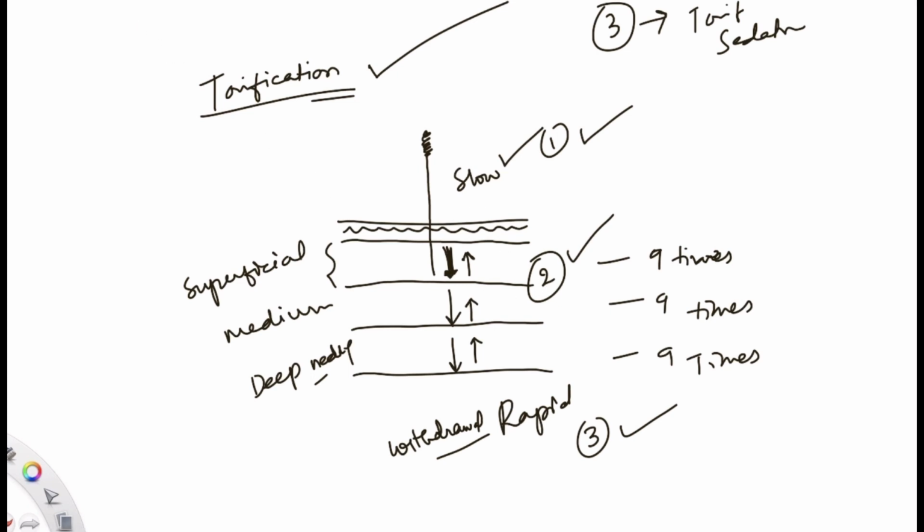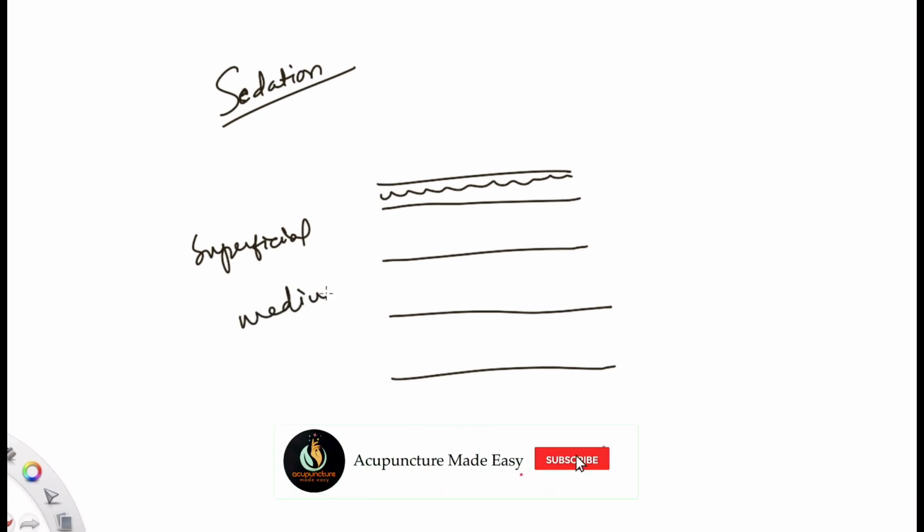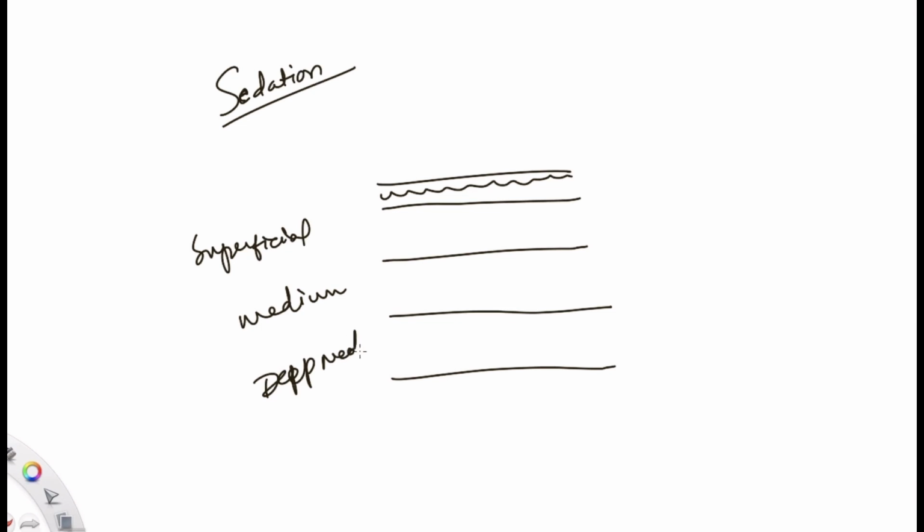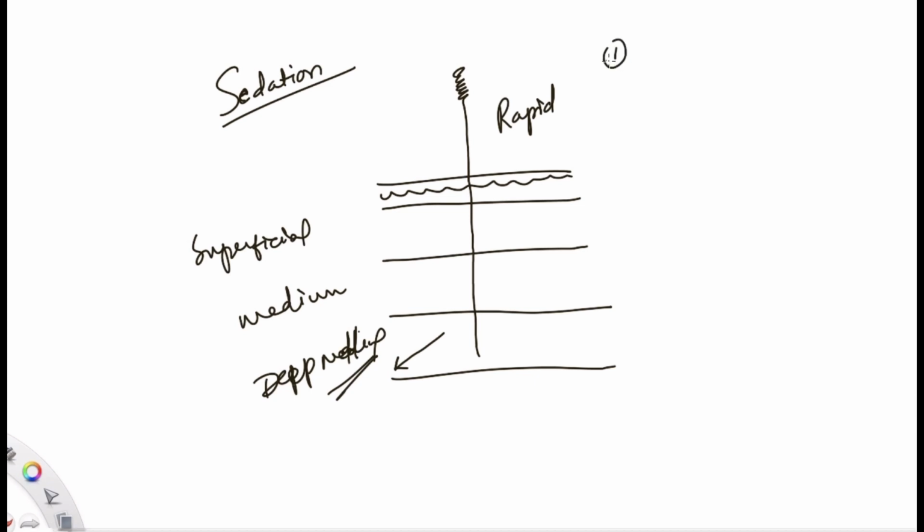Whereas if you see how you can get a sedative effect with the same technique, sedation. So the same skin surface, superficial layer, with 3 different types of needling: a superficial needling, medium, and deep needling. So insertion of the needle will be rapid. If it is a rapid insertion, the needle depth can go until very deep. Deep needling. So the insertion is rapid, which is the first type of technique.